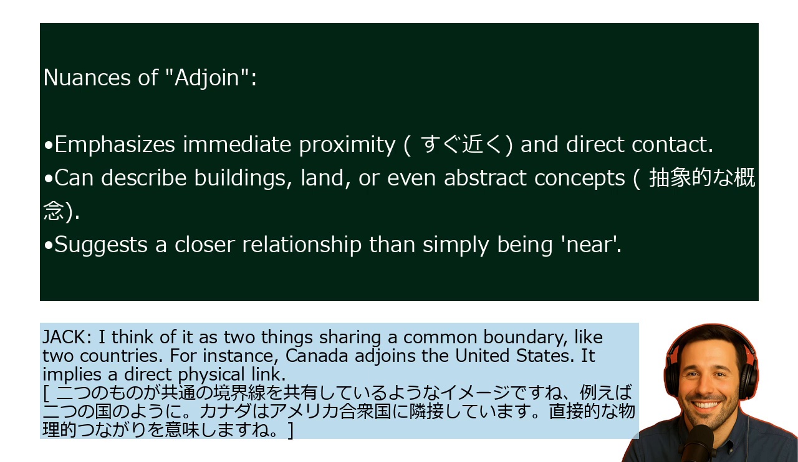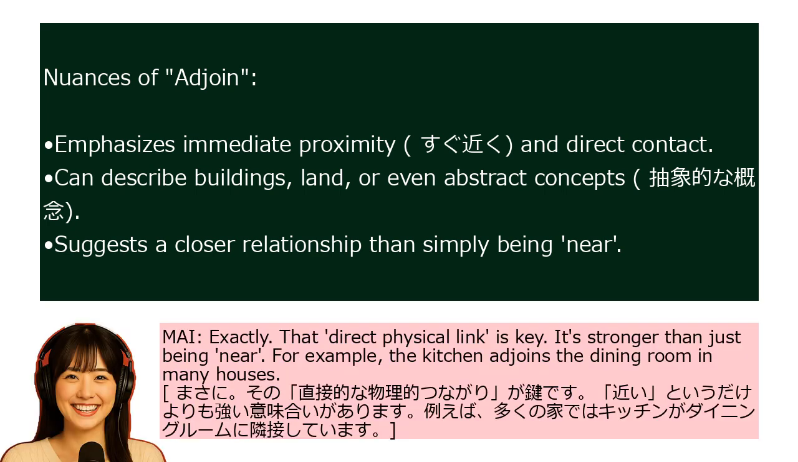I think of it as two things sharing a common boundary, like two countries. For instance, Canada adjoins the United States. It implies a direct physical link. Exactly. That direct physical link is key. It's stronger than just being near. For example, the kitchen adjoins the dining room in many houses.